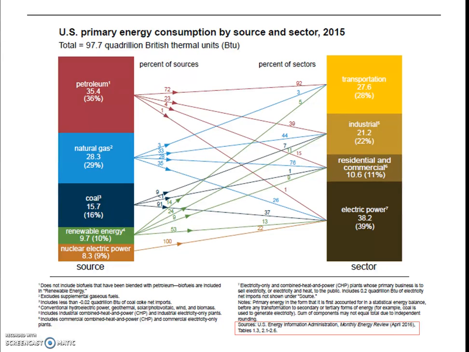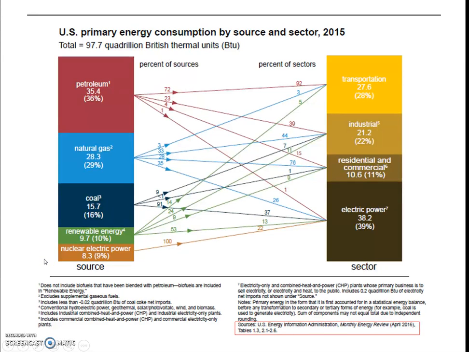This diagram highlights the point that each of our energy sources has different uses. They are not all simply interchangeable. For example, look at petroleum. Most of the petroleum we use, 72%, in the United States is used for transportation. Or look at nuclear.